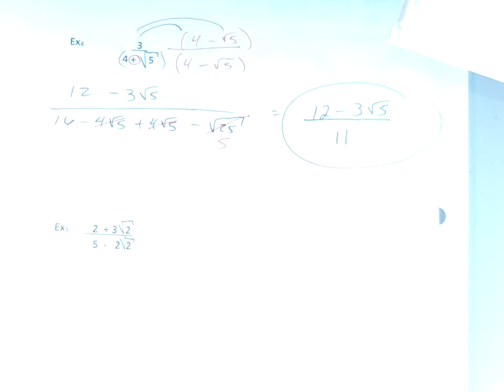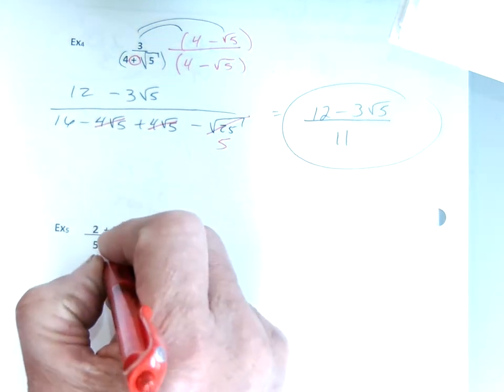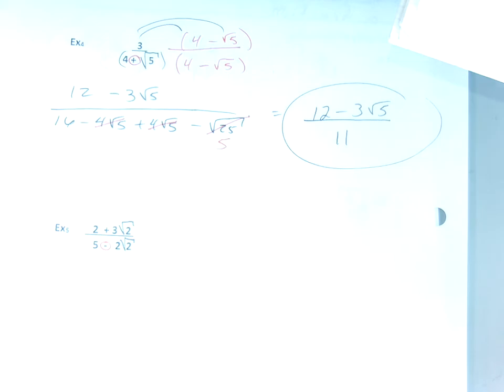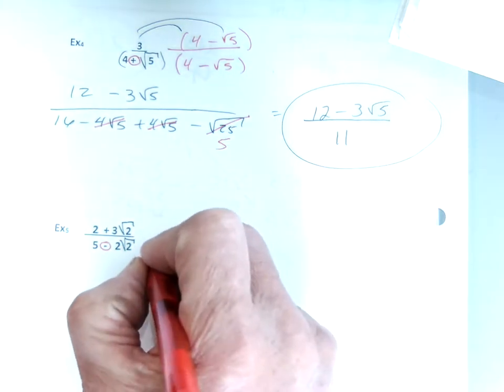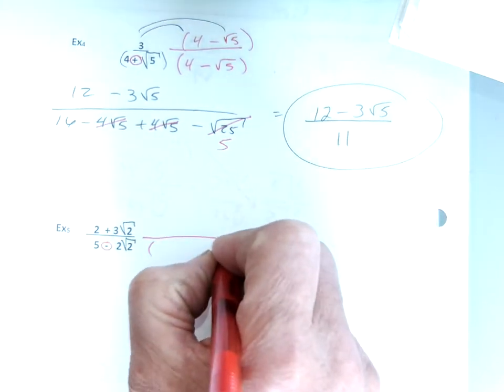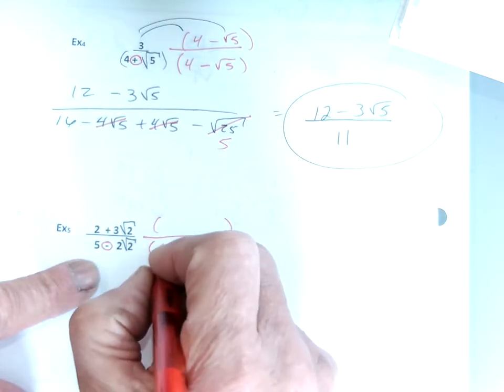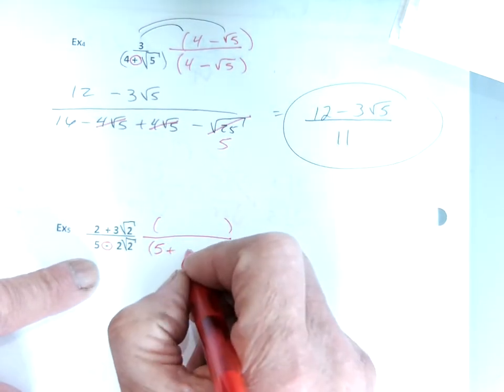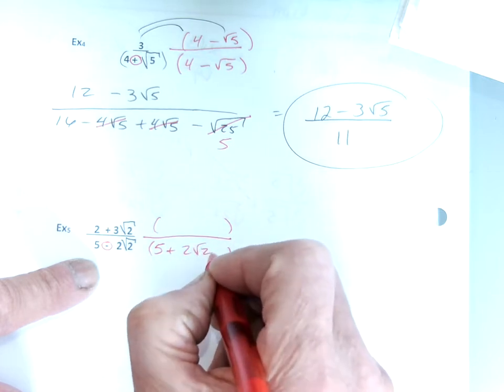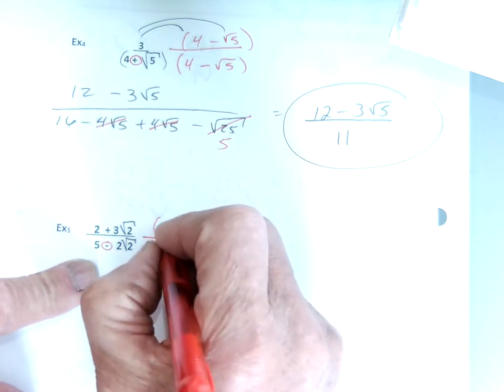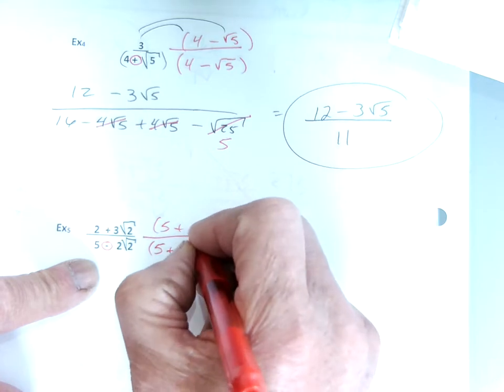Okay, now, how about example 5? Same thing, it's the conjugate, right? So we're going to do the conjugate again. I have a subtract here. So I'm going to multiply both the top and bottom by the same thing, and which is the conjugate? 5 plus 2 square roots of 2. And on the top, the numerator, 5 plus 2 square roots of 2.